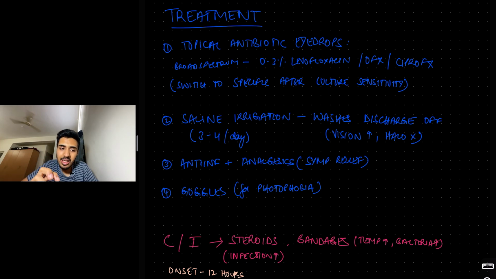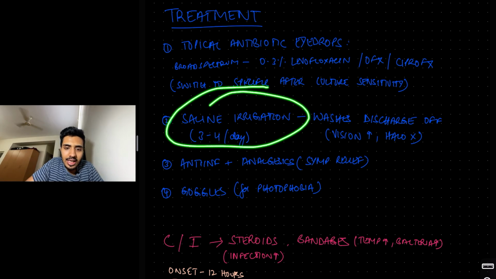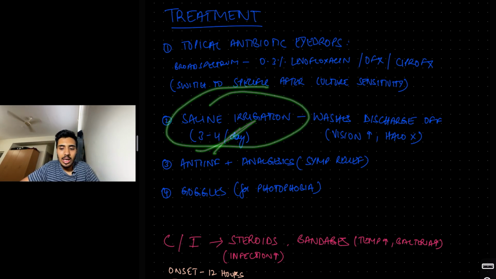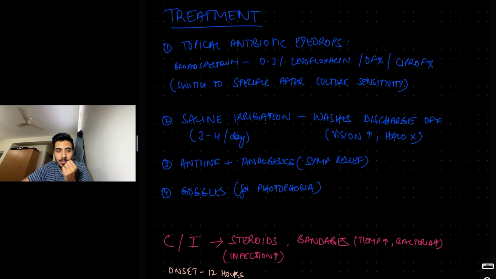Then what did I tell? The main problem is the discharge that is causing the stickiness, the blurring, the foreign body sensation, the colored halos. So you just have to irrigate it. When you do saline irrigation 3 to 4 times a day, this discharge gets washed off. Because it gets washed off, the vision improves and the colored halos disappear. So that is one thing you need to remember.